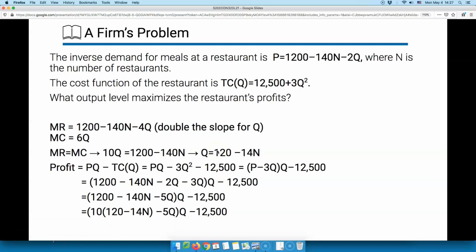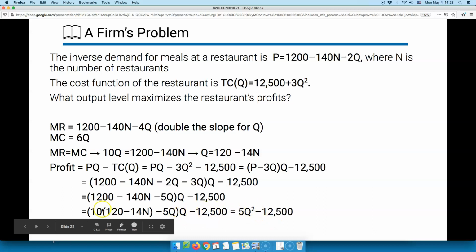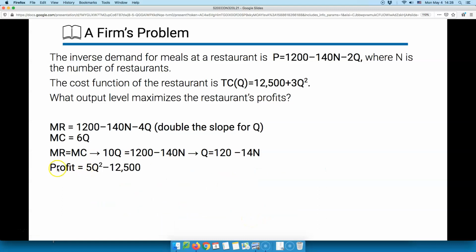So it turns out that in the optimal quantity, the price minus the average variable cost, so to speak, can be expressed solely in terms of the quantity. So it's going to be 10 times the quantity minus 5 times the quantity, times quantity, minus the fixed part of the cost. So it's going to be 10 minus 5, 5q times q, 5q squared minus $12,500. Okay, so that's what we have for the profit: 5q squared minus $12,500.